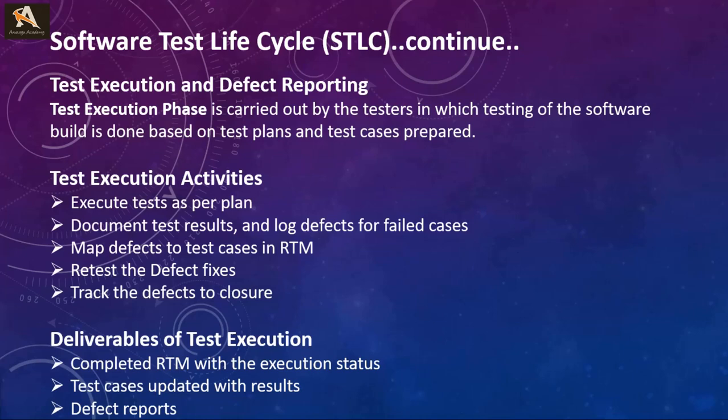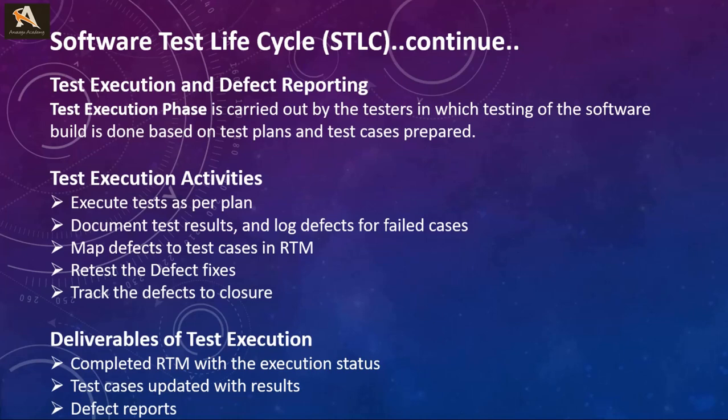What is defect? A defect in software testing is a variation or deviation of the software application from end users requirements or original business requirements. What are the test execution activities? Execute test as per the plan, document test results and log defects for failed test cases, map defects to test cases in requirement traceability matrix RTM, retest the defects that are fixed, track the defects for closure.